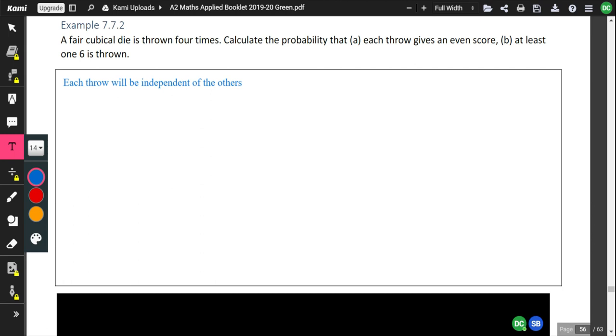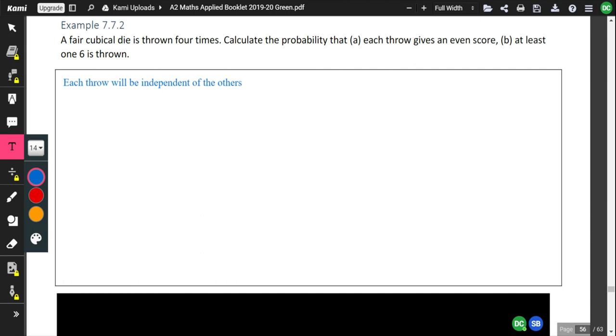Now, a key aspect of this example where we are throwing a fair cubical die 4 times is that each individual throw will be independent of the others. We can tell just by imagining doing the experiment ourselves. So you don't actually see the word independent in the text of the question, but by thinking about it, we know each throw will not affect the other throws. So each throw will be independent.